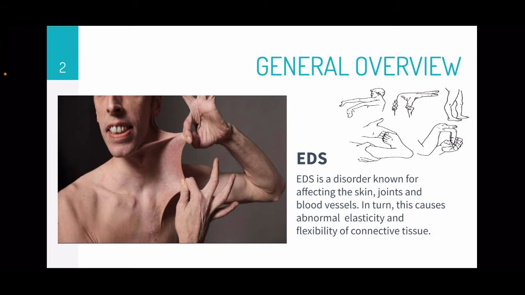is known as a disorder affecting the skin, joints, and blood vessels, and because of this, it causes very abnormal elasticity and flexibility in the connective tissue, which is found virtually in every organ system. So this can affect just about everything, which is not normally a problem in most people. So that's why this is considered a disorder.